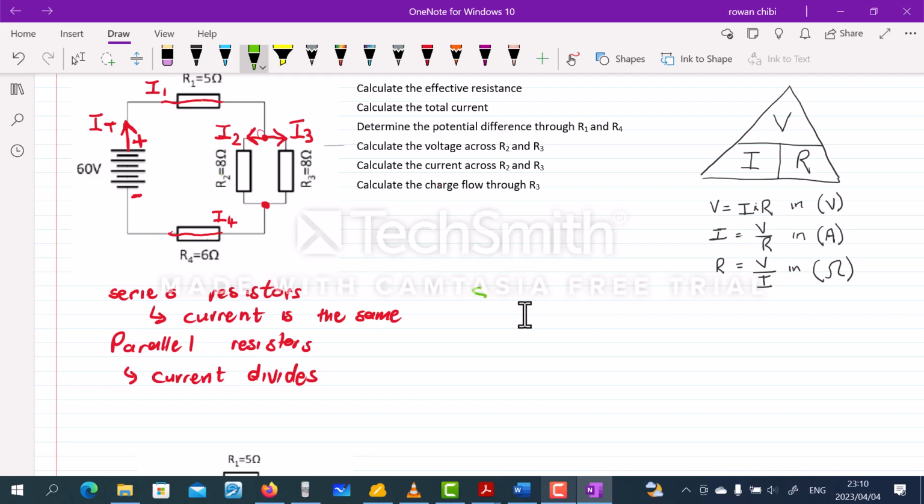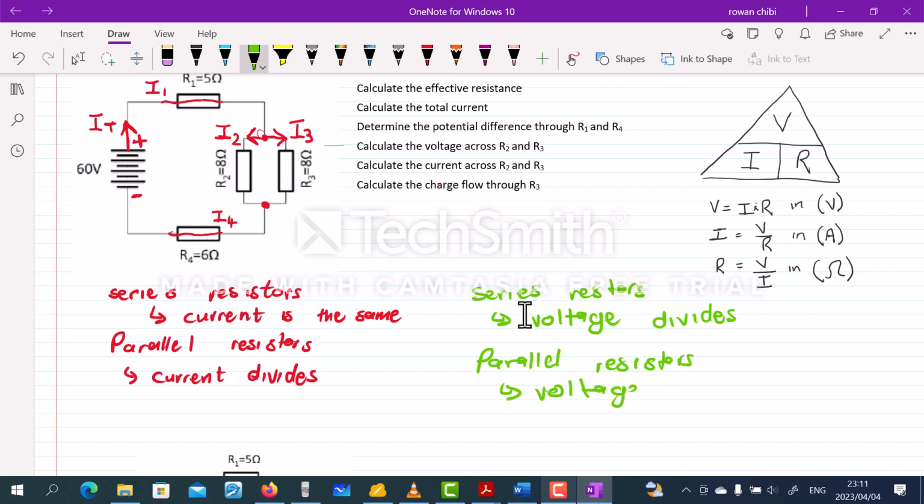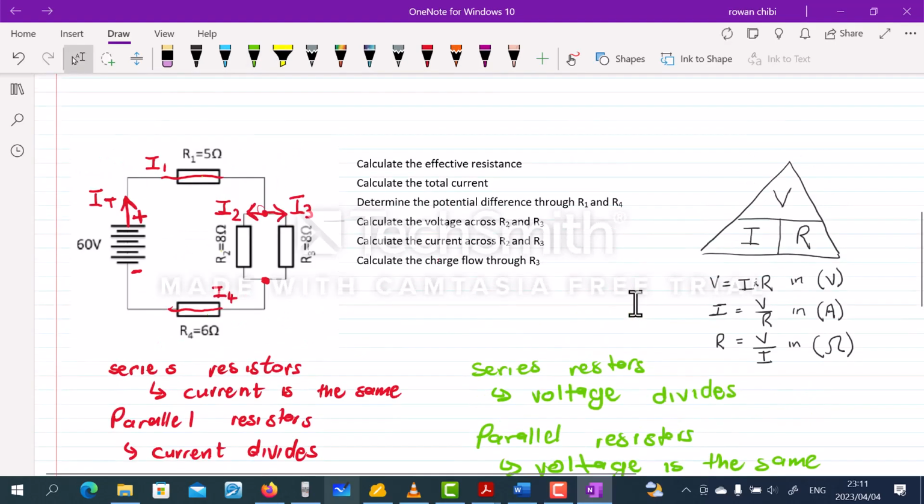So we say for series resistors, voltage divides. So the voltage will be divided for the series resistors, you will see. But for parallel resistors, we say voltage will be the same. Voltage is the same. So just keep these two points in mind.